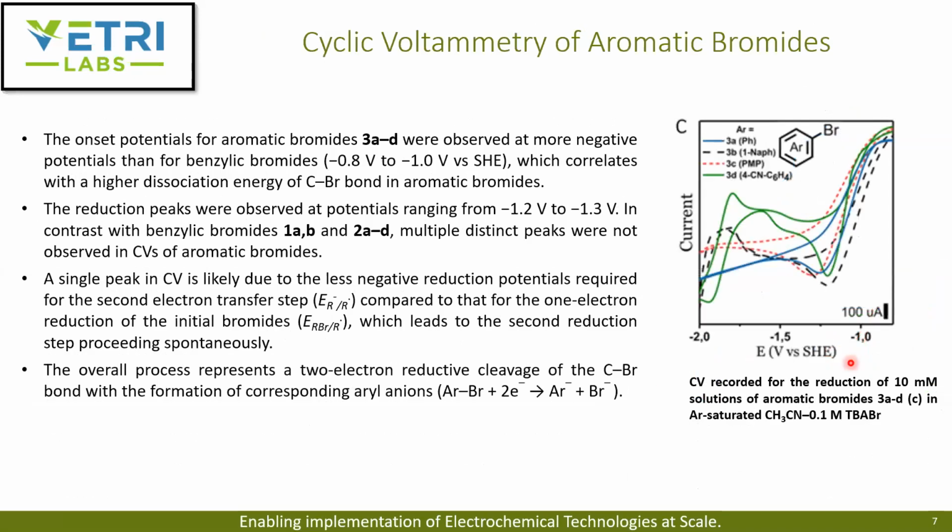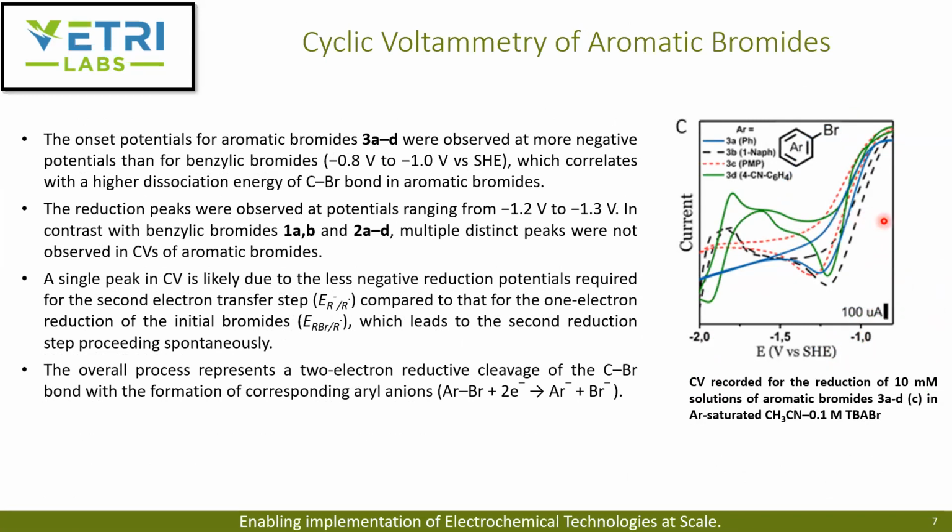Then they did the cyclic voltammetry for aromatic bromides. Compared to benzyl bromides, where you saw the onset potential at lower negative, here it's at high negative potential, because you have a higher dissociation energy for this carbon-bromine bond, which shifts your onset potential to more negative.